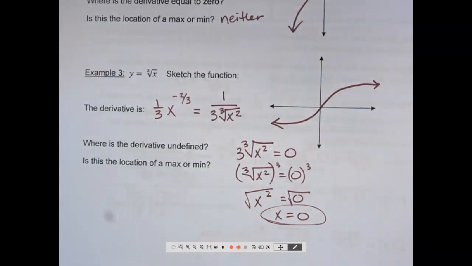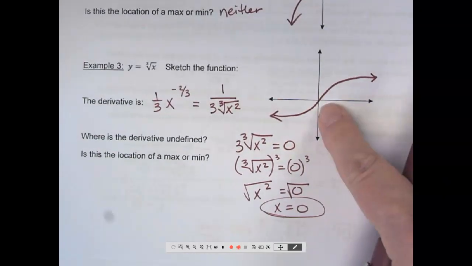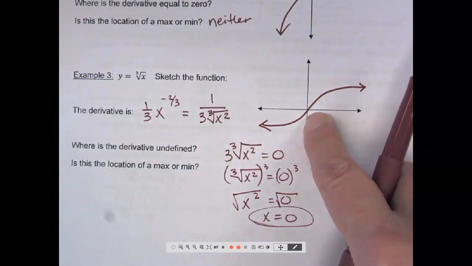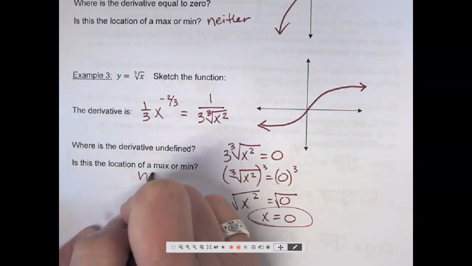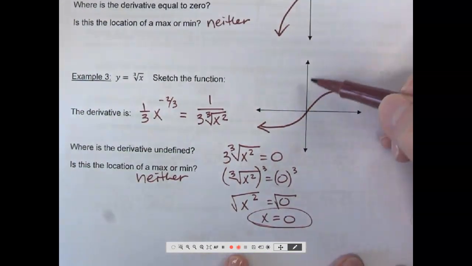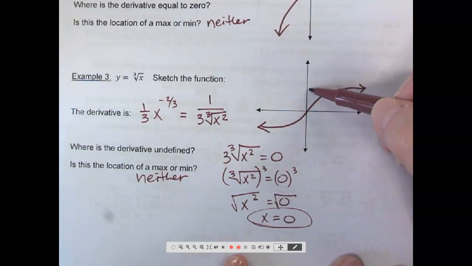But look at the graph. Is that a max or min? Clearly not. It's hanging out in the middle of everything, right? So it is neither of these. And this one, I didn't draw it. The book tends to draw it a little bit better than I do.